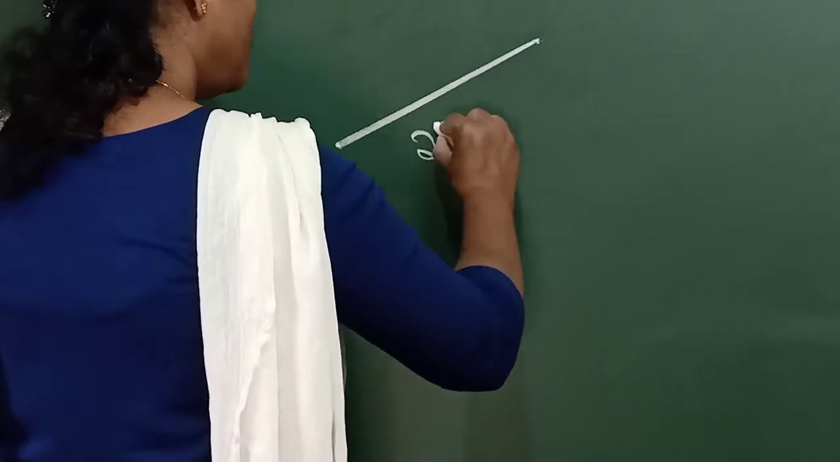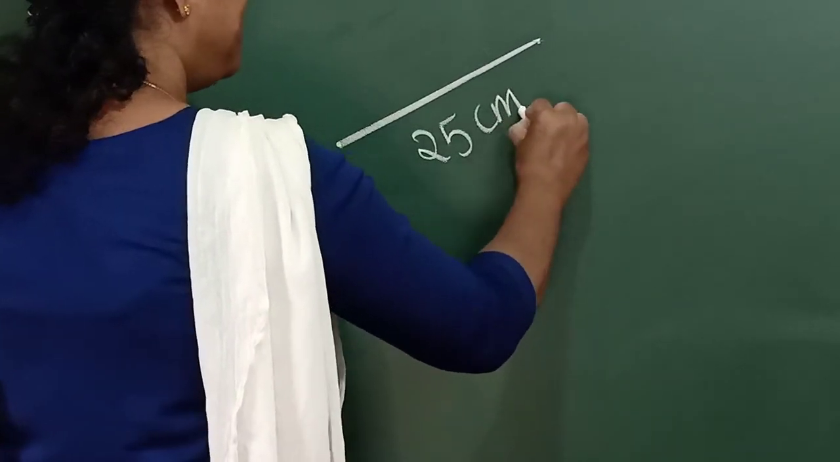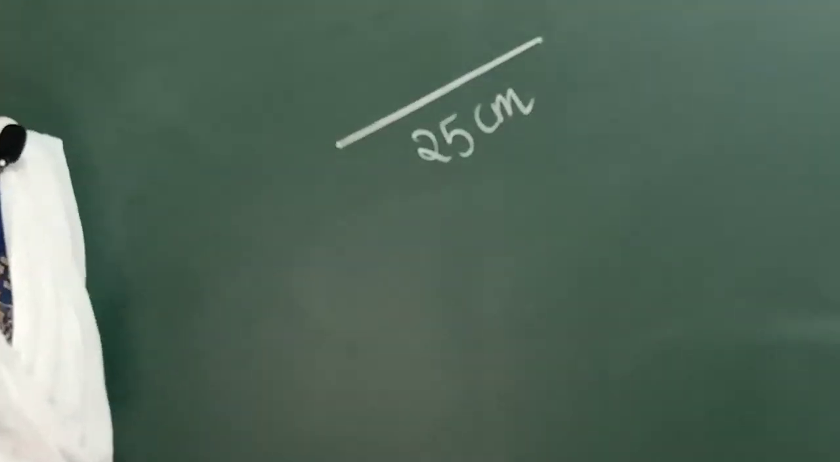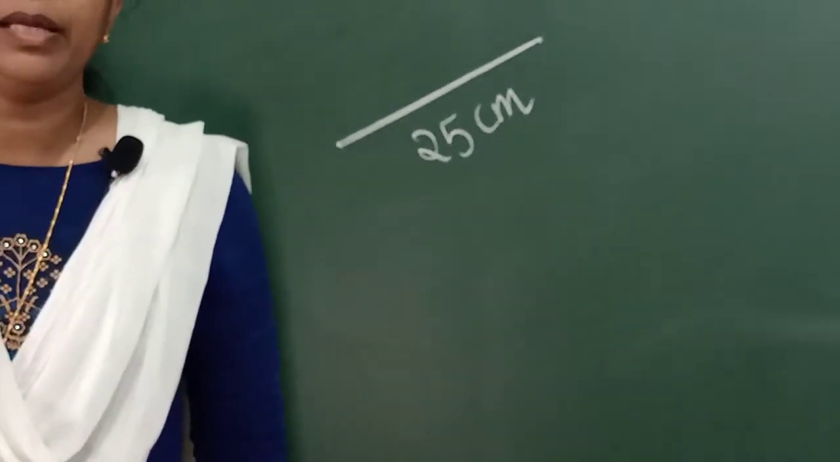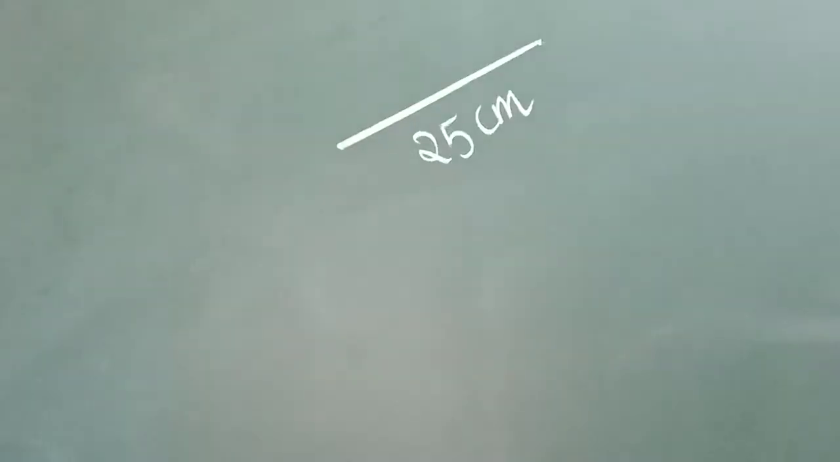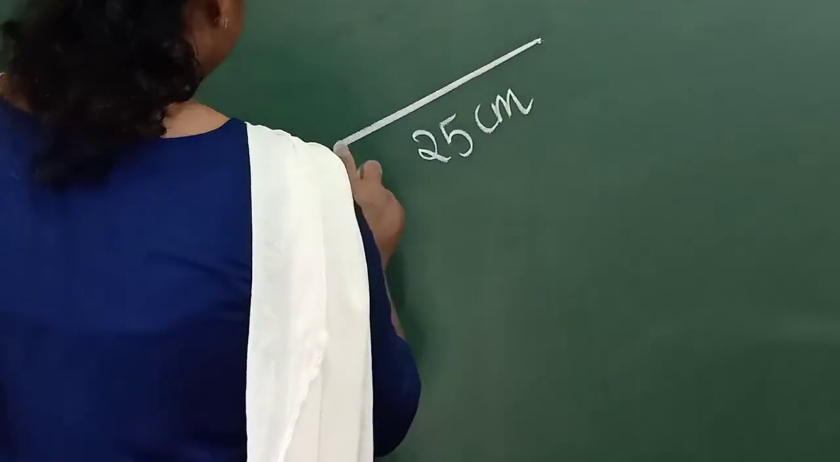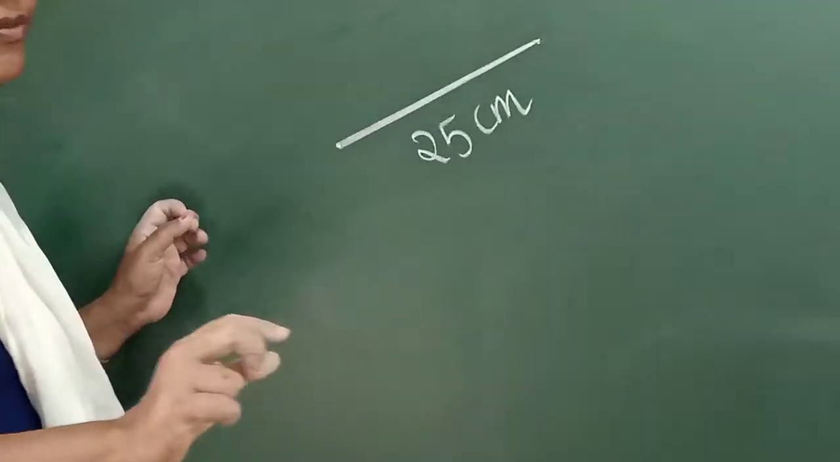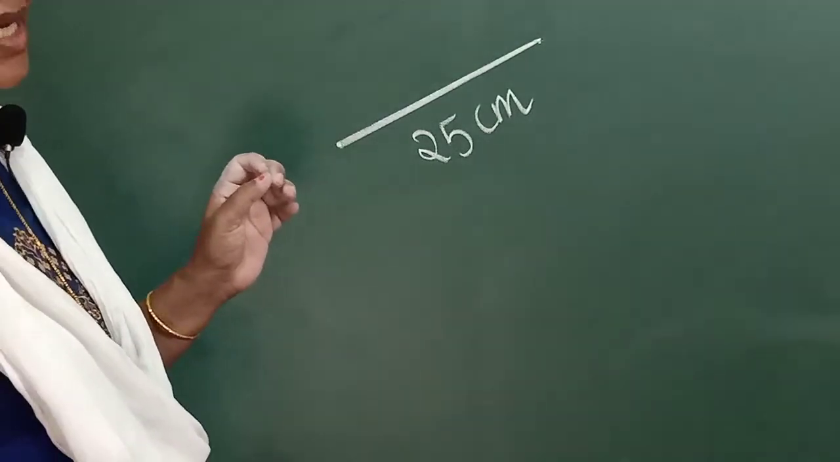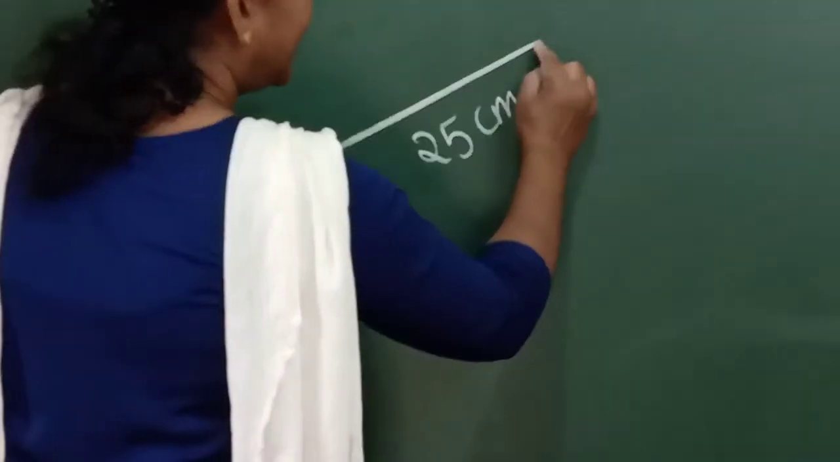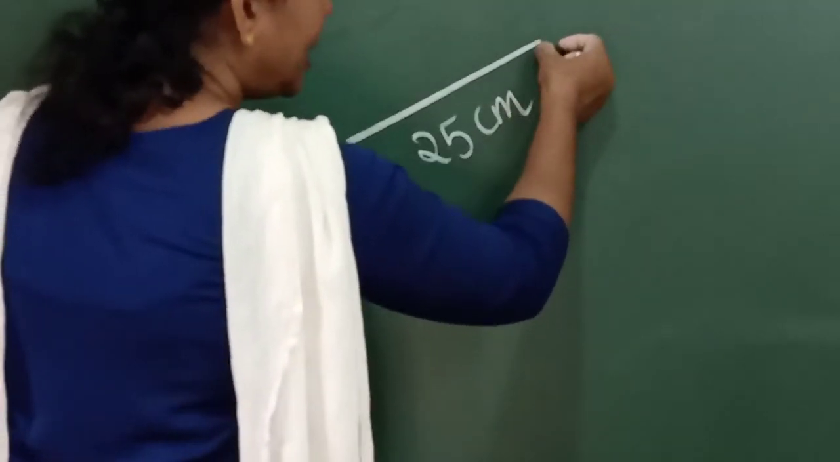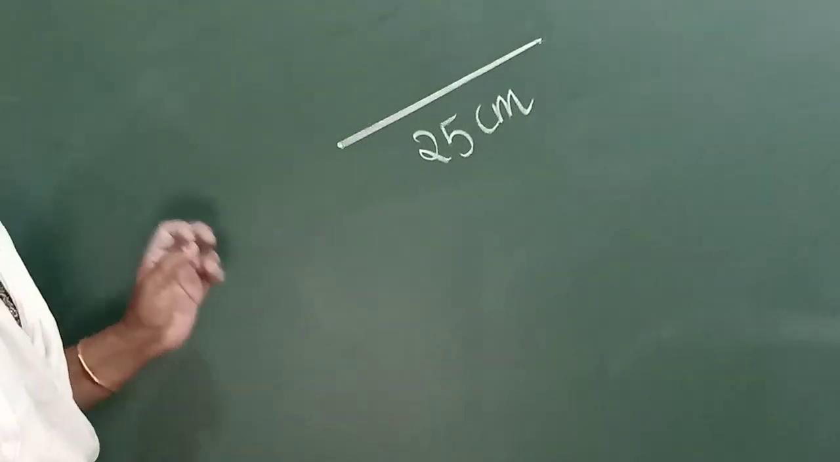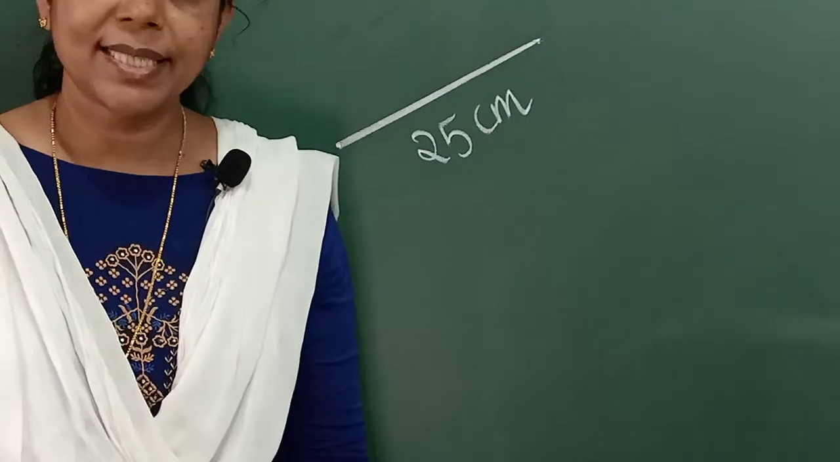It is 25 centimeter to give the measurement. We keep the zero of the scale at the end point of the line segment and check the reading at the other end point. That's how we measure the length of a line segment.